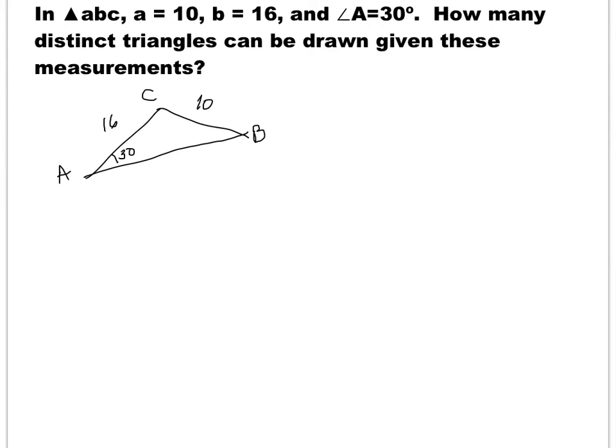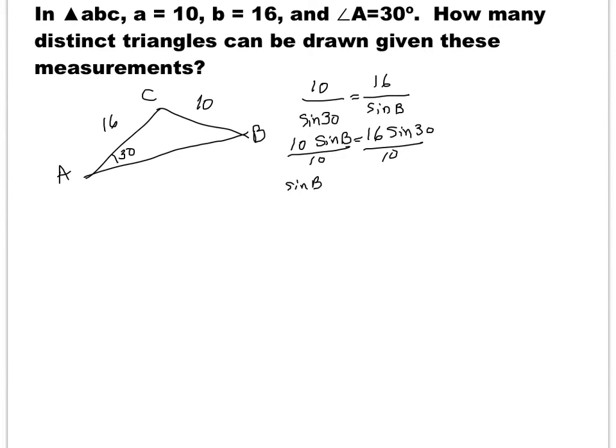Again, we have two sides and an angle in front of them, so I can use the sine law. I can say 10 over sine 30 is equal to 16 over sine b. If you cross multiply, you get 10 sine b is equal to 16 sine 30. Divide both sides by 10, I get sine b is equal to 16 sine 30 over 10. If you simplify this one, this becomes 0.8.